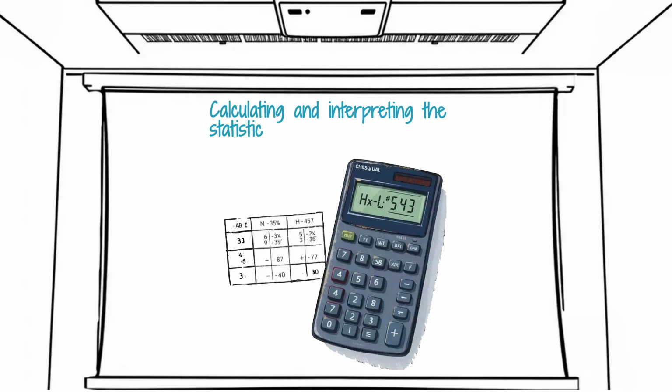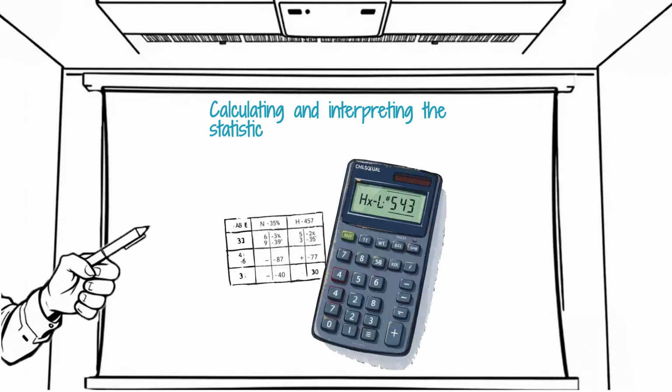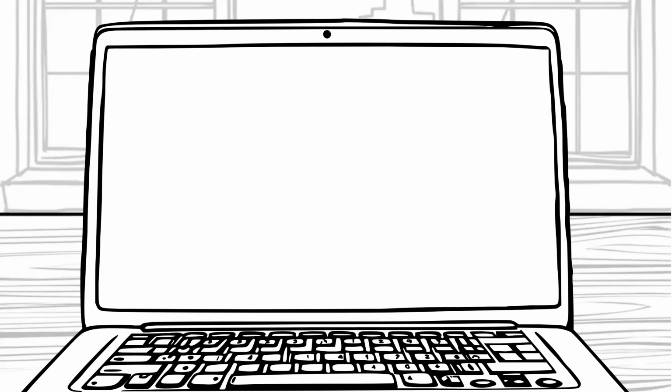Compare your chi-square statistic to a critical value from the chi-square distribution table, which depends on your chosen significance level and degrees of freedom. If your statistic exceeds the critical value, you reject the null hypothesis, indicating a significant association.